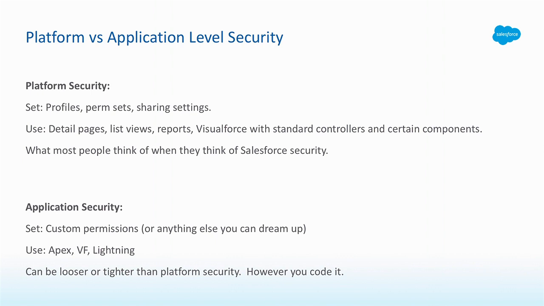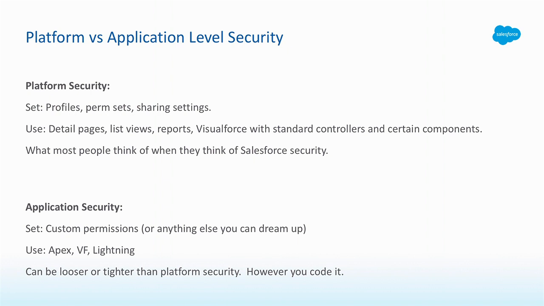So there's kind of two categories of security. Platform security is what we're all used to. And these are the things we're just looking at: profiles, permission sets, the sharing model. And this is all in play when you're looking at a standard report, a detail page, a list view. That's going to filter it out based on all your CRUD, FLS, and sharing. And this is what everybody thinks of when they think of Salesforce security. This is the platform security.